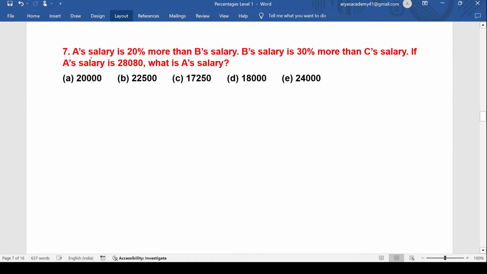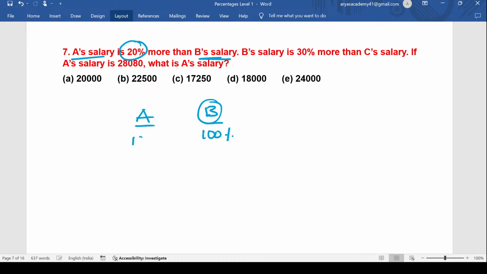So let's move on to question number 7. The question is: A's salary is 20% more than B's salary. Here there are two people, A and B. Whose salary is being compared to whom? A's salary is more than B, so B is the reference point. Hence B has to be considered as 100. As A's value is more than B, you can just add it. So 20% more, A's salary becomes 120.